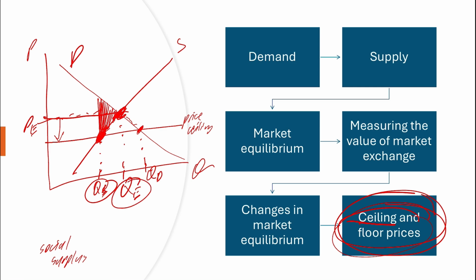And so we could do the same thing with the floor. The floor is what happens when we're trying to push prices up. In that case, we're now going to be limited by quantity demanded because not as many people are willing to pay for a good at a higher price.